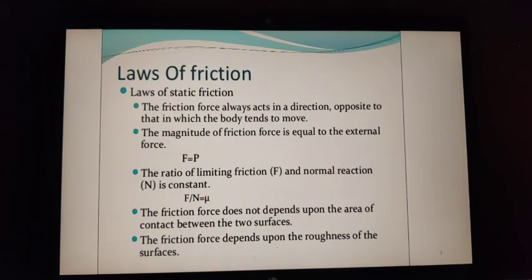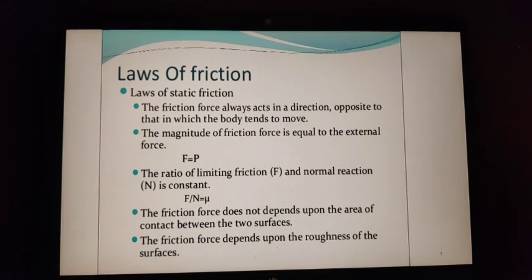So next is the laws of friction. First we will see the laws of static friction. First one is frictional force always acts in a direction opposite to the direction of the force. Second point is the magnitude of frictional force is equal to the external force. And the third one is the definition of coefficient of friction, the ratio of the limiting frictional force to the normal reaction is a constant.